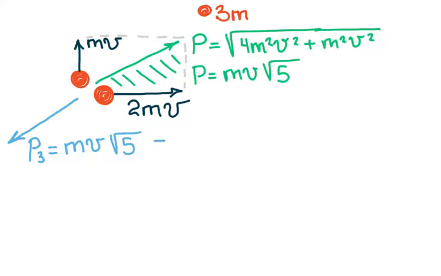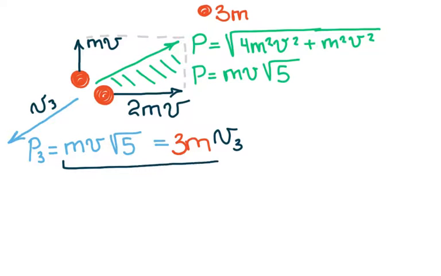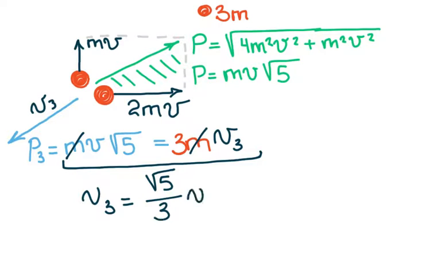I know that the third one is going to have its mass times its velocity. I'm going to say the velocity of the third one. That's the one that I'm looking for, v3. If I look at this equation, I can cancel m from both sides. So v3 is equal to the square root of 5 over 3v.